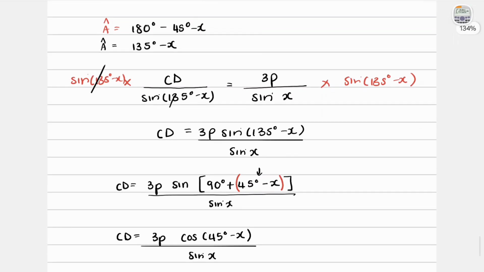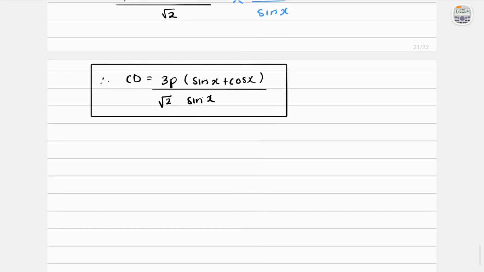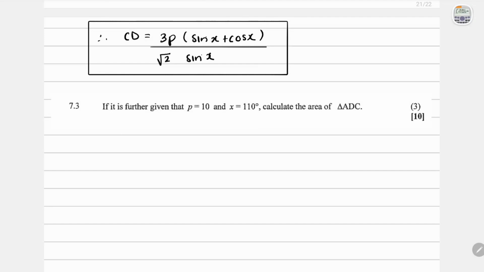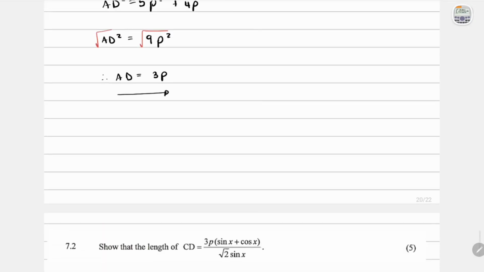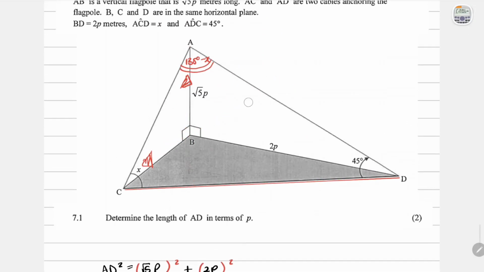Okay, so that is it for 7.2, and we move on to the last question, 7.3. The last question, 7.3, says, if it is further given that p equals 10 and x equals 110 degrees, calculate the area of triangle ADC. Okay, let's go ahead and see the triangle ADC. We don't need any of these anymore, really. Area of triangle ADC. So this is triangle ADC.